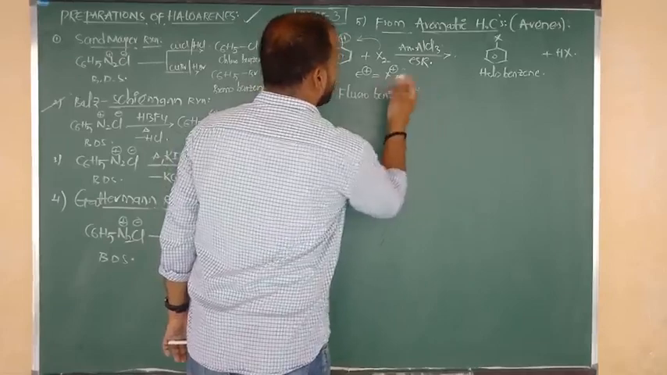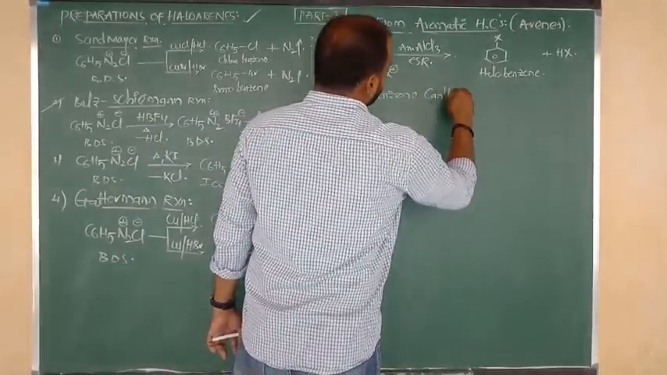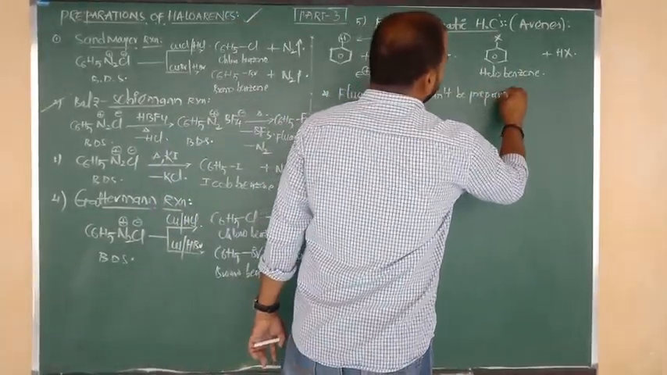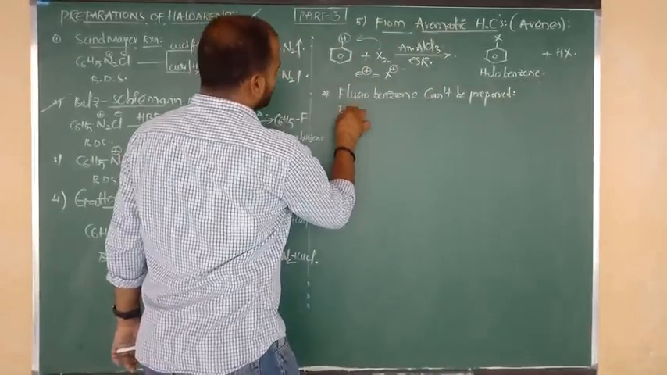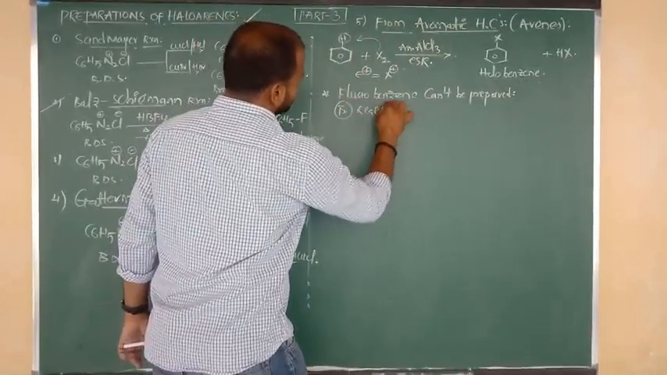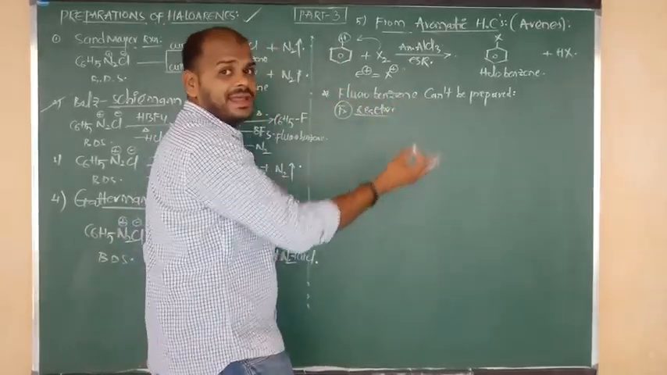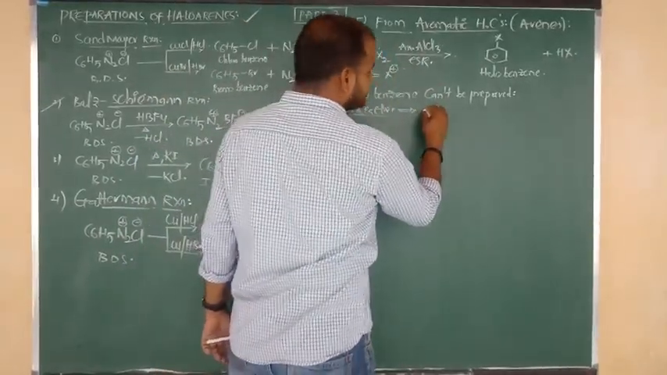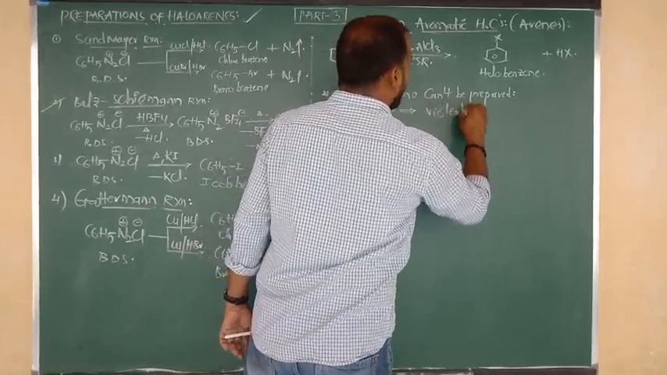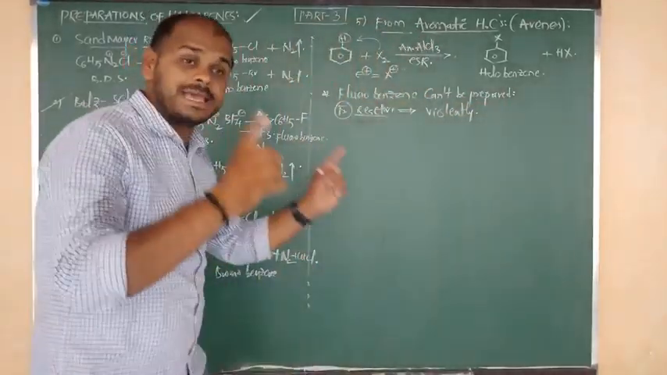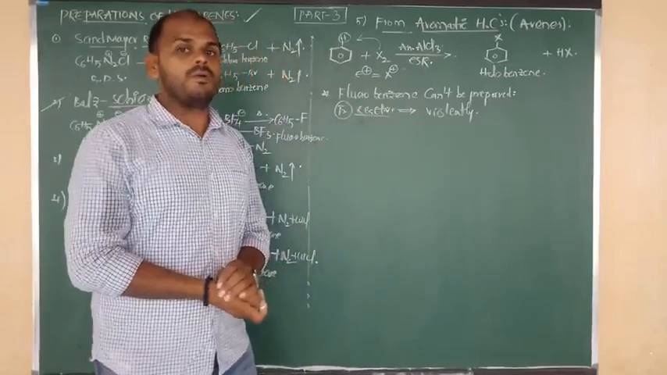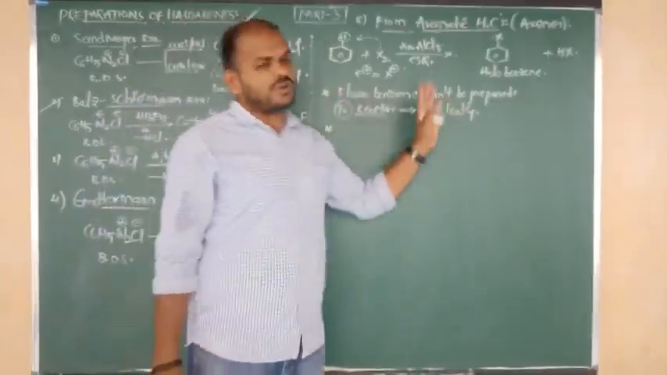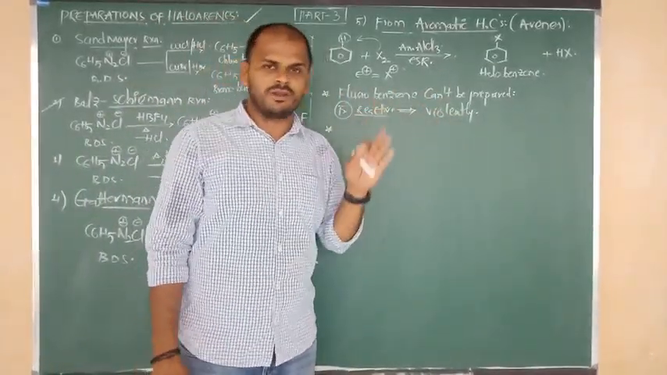Fluorobenzene cannot be prepared. So by using this method, fluorobenzene cannot be prepared because F2 is more reactive. Due to its highly reactive nature, the fluorination reaction takes place violently. Due to that reason, we have to say that fluorobenzene cannot be prepared easily or directly. Okay, fluorobenzene will not work because of more reactivity and the reaction takes place violently. Leave it.